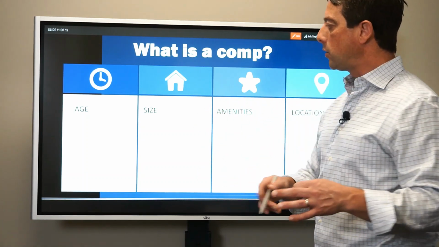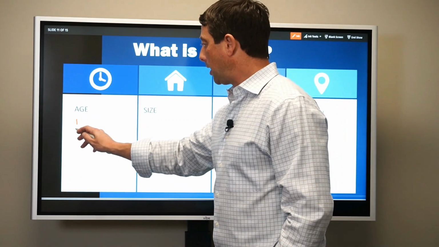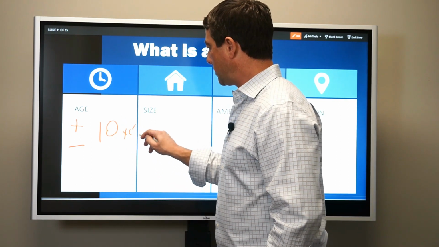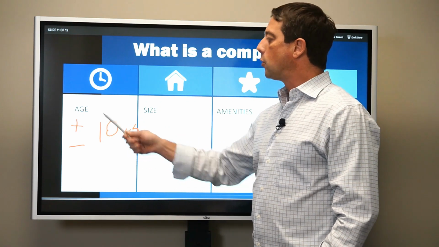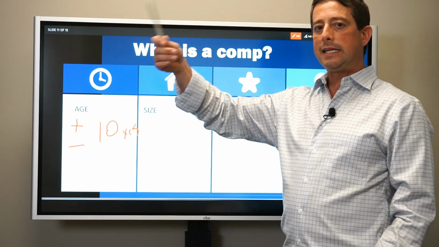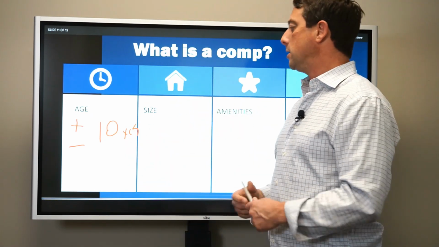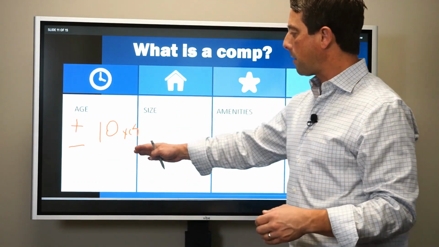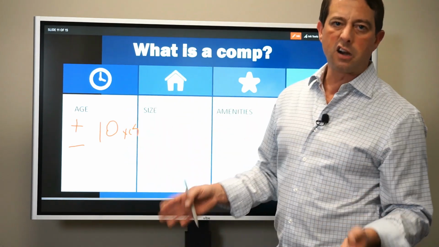All right, so number one, we start off with age. Really important. I say that you should be plus or minus 10 years. What I'm saying here is a comparable property needs to be within a 10-year over-under window of the date of construction of your property. So if the property you're looking at was built in 1985, then you would look at properties from 75 to 95, 10 years older, 10 years younger, around that range.